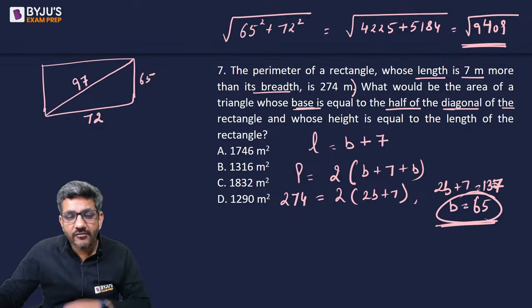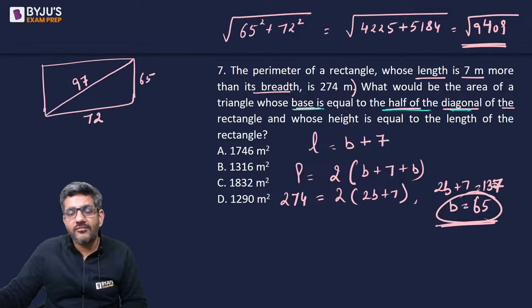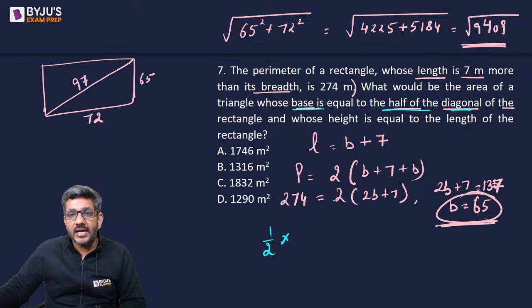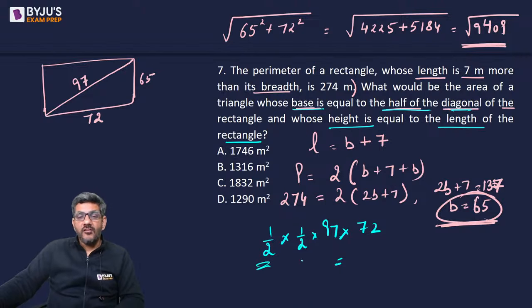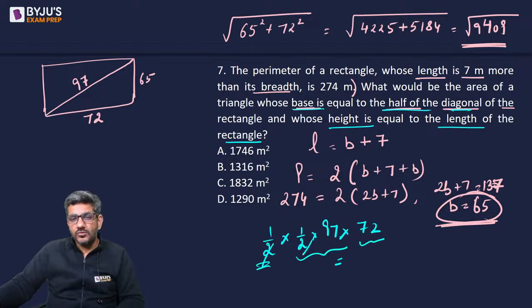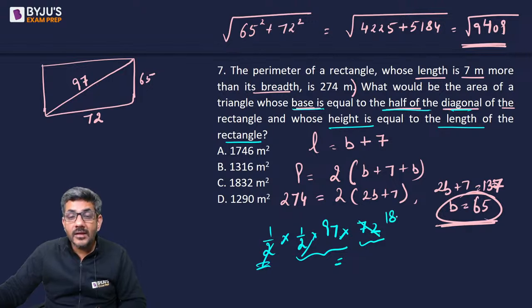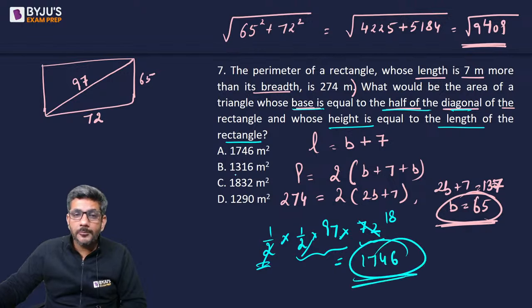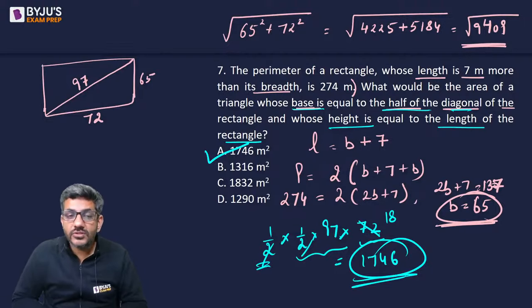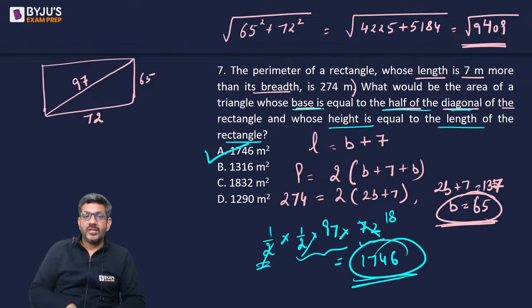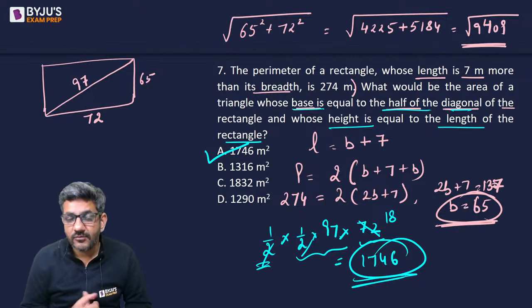We have to find the area of a triangle whose base is equal to half of the diagonal. So area is half of base, and base is half of diagonal, that is half of 97, into height. Height is equal to the length of the rectangle, which is 72. So that's my answer. Half of base into height. 2 2s are 4, and 4 cancels out with 72 to give 18. Now 18 into 97 is 1800 minus 54, that is 1746. So yes, option A is the correct answer for this question, 1746 meters square, which Music Core once again has got correct. 1746 meters square is the right answer for question number 7.